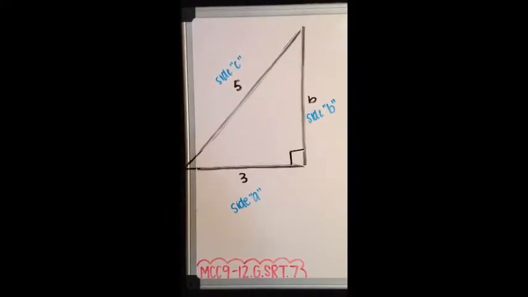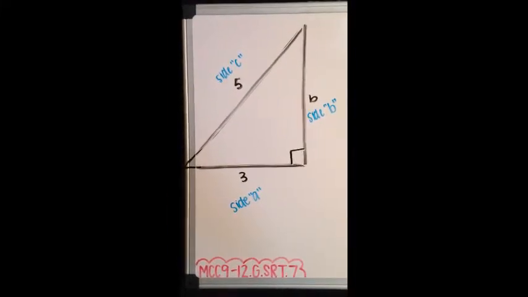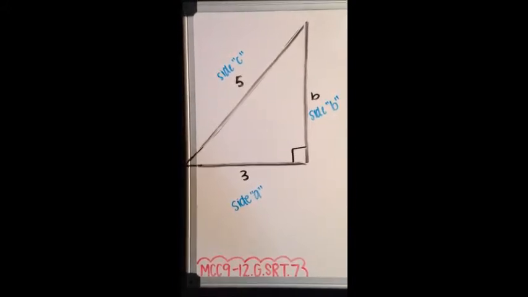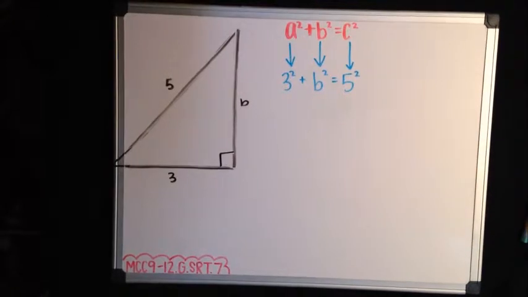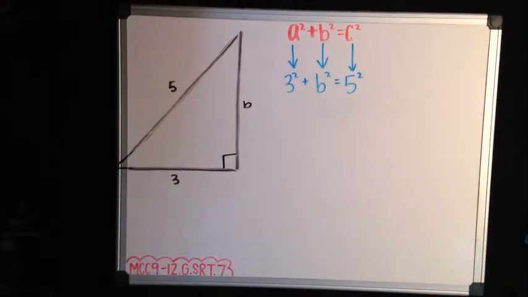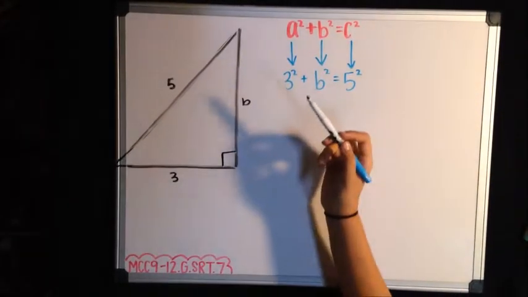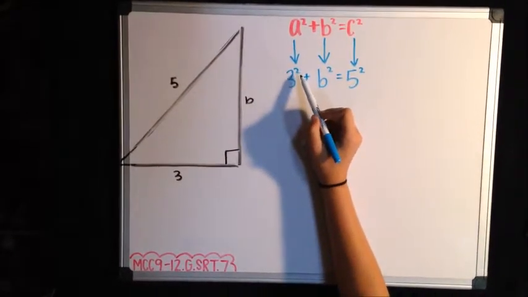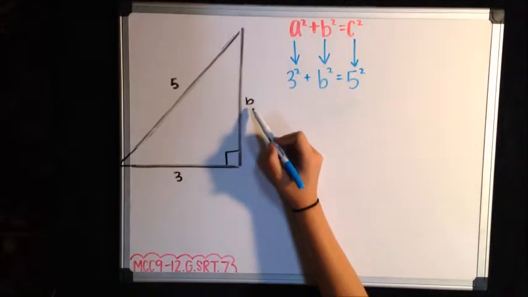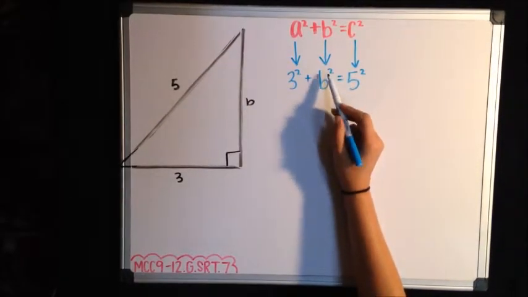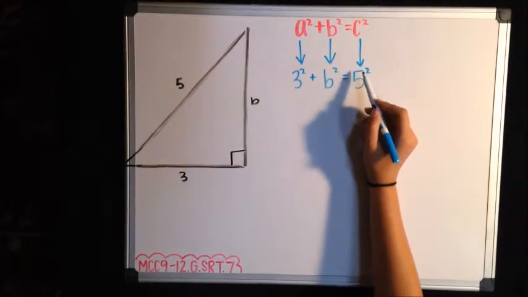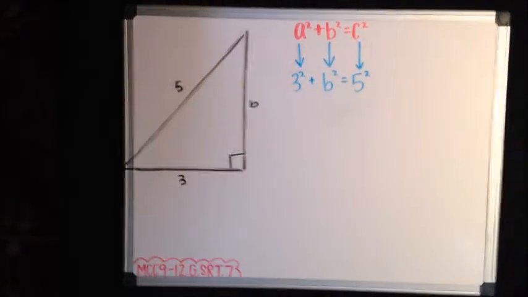Before we begin, we must know which sides are which. The two bases are sides A and B, and the hypotenuse is side C. Now that we know the sides of the triangle, we can plug it in the formula. This is side A, so we plug in 3 for A, and we still keep the square. Since we don't have side B, we can keep it B for the variable and still keep the square. And side C equals 5, so we plug in 5 for C and keep the square.